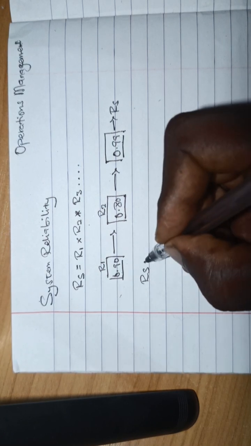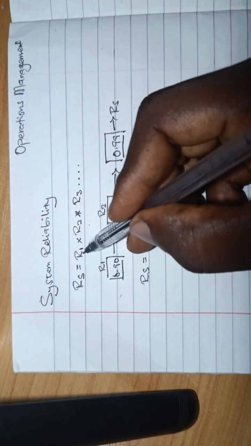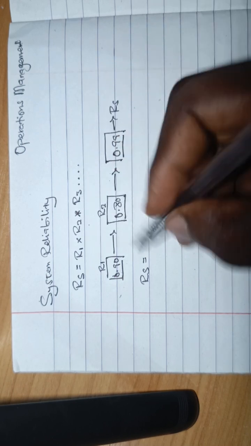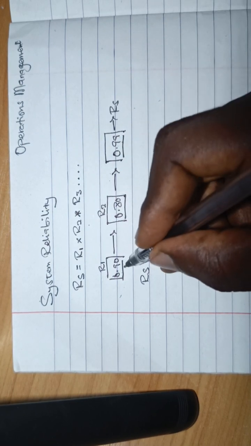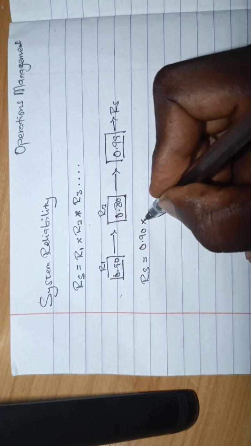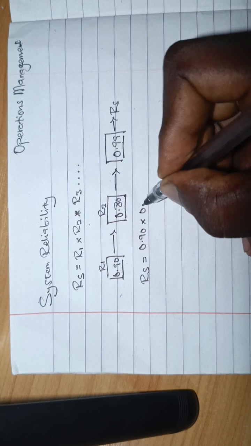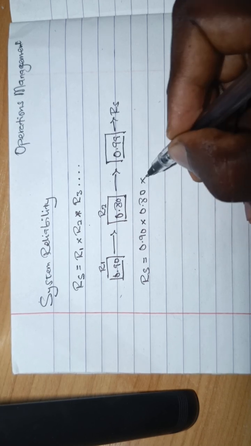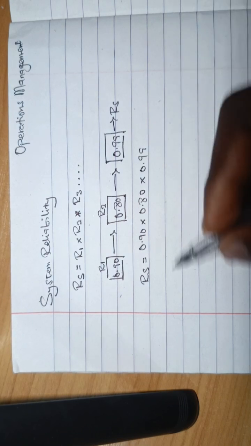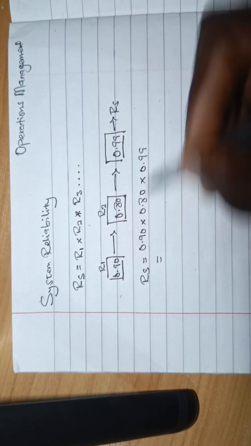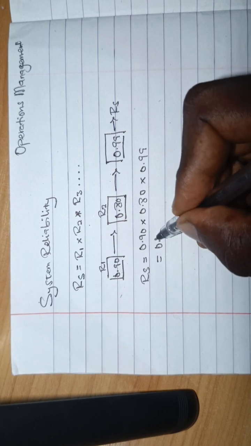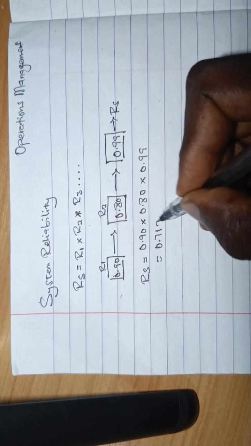You just go for this formula where you put everything in. The reliability of the system will be equal to R1 times R2 times R3. So we are just going to put everything in there. Component 1 is 0.90. You multiply that by component 2, which is 0.80. Then multiply that by component 3, which is 0.99. Just punch all of this in the calculator and you're going to get 0.7128.